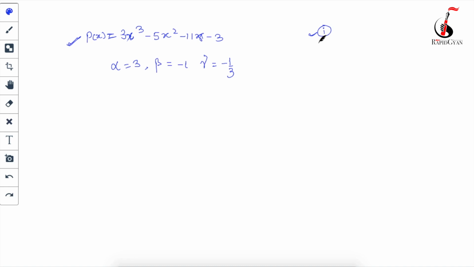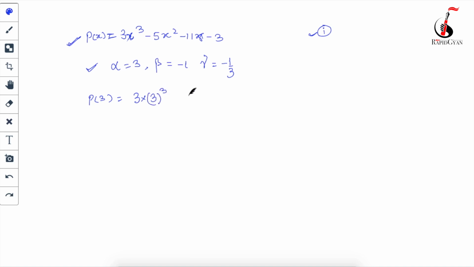Luckily, in this case we don't have to solve the cubic equation. First, we have to verify whether these are the zeros of the polynomial or not. So first I will find P(3), that is P(alpha). P(3) will be 3x cube, meaning 3 times 3 cube.